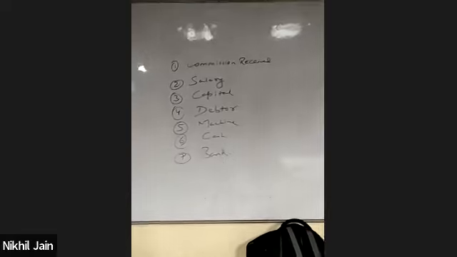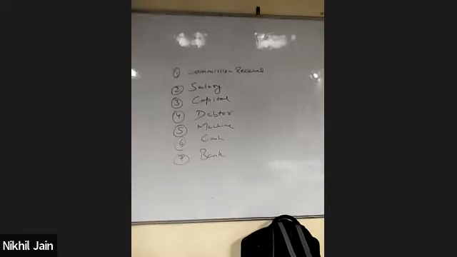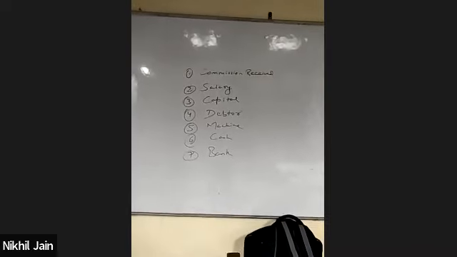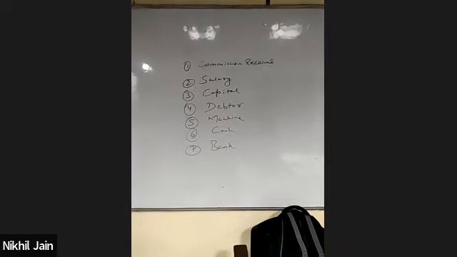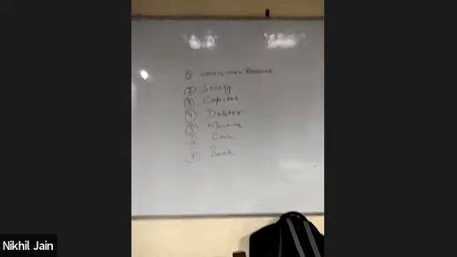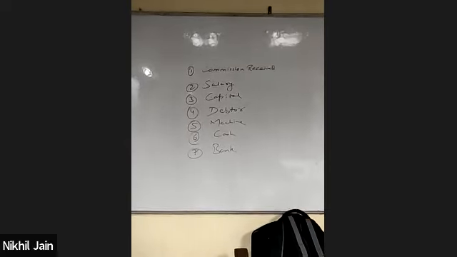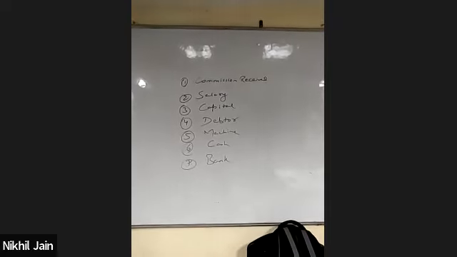So the first one is commission received. I have written some of the items. Commission received: in which account will it be shown and on which side will it be shown? Everyone will raise their hand, and I will ask accordingly.